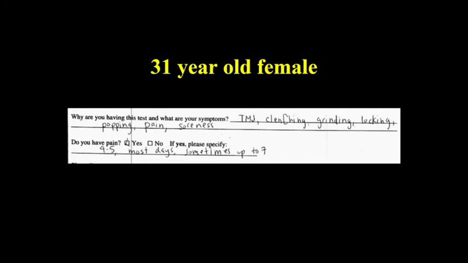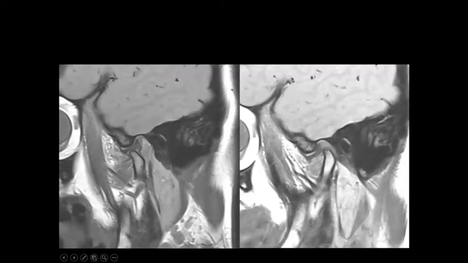She's suffering from clenching, grinding, locking, popping, and as well as pain. Here on the closed mouth position, we can see some irregularity of the condylar head. If we look at the posterior margin of the posterior portion of the meniscus, when we look at where the condylar head is, this is probably at about the 10 o'clock position in terms of the face of the clock. Otherwise, it has a normal morphology.